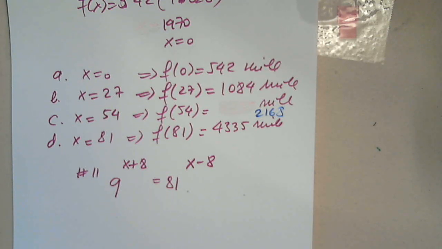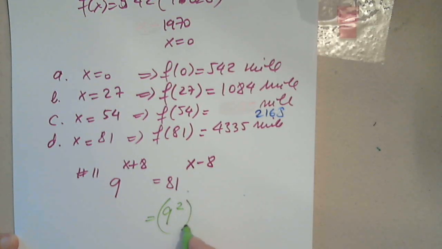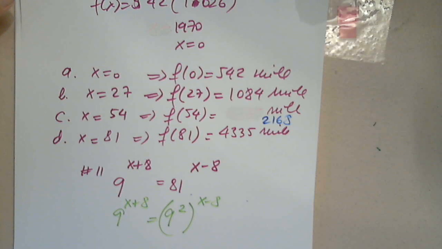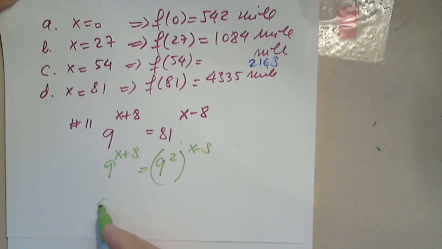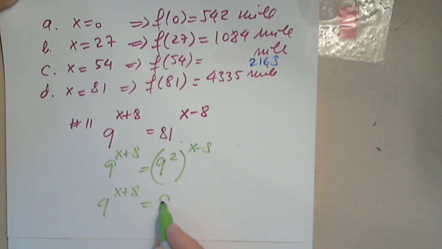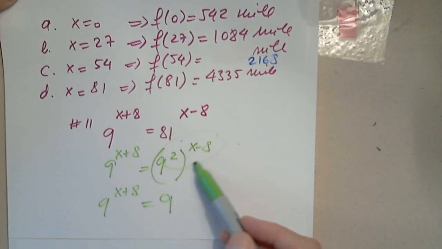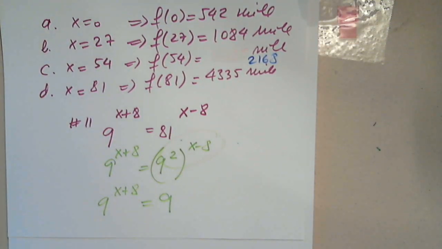And it turns out that 81 can be presented as 9 squared, of course, everything raised to x minus 8. The left-hand side is clear. The right-hand side, what do we do with these? When we raise a power to another power, what is the operation we need to perform with the exponents?